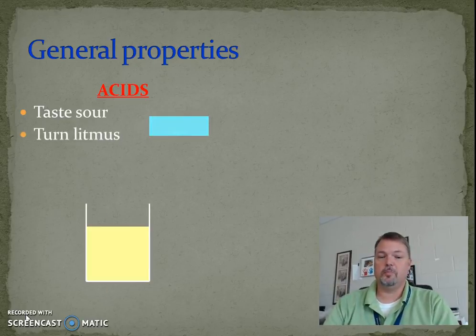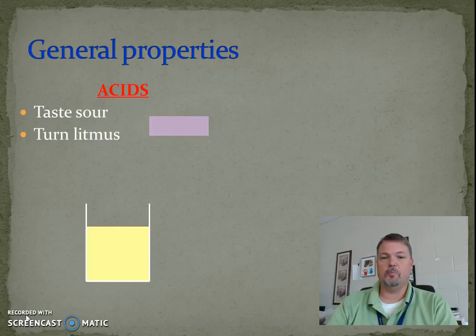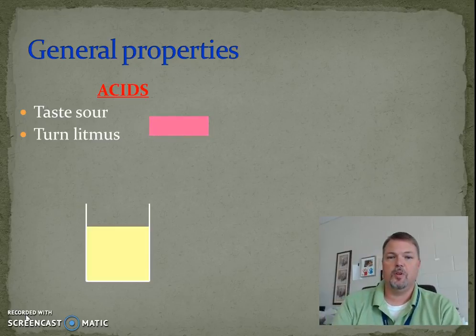They turn litmus paper red. So if I put blue litmus paper into an acid, it's going to immediately turn red. If I took red litmus paper and put it into an acid, it's going to stay red.